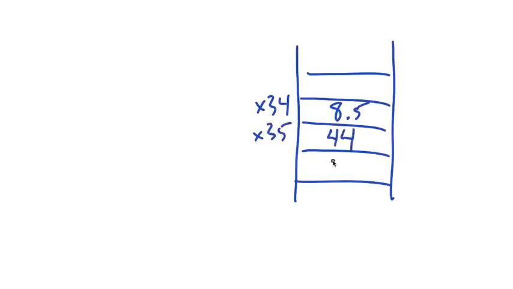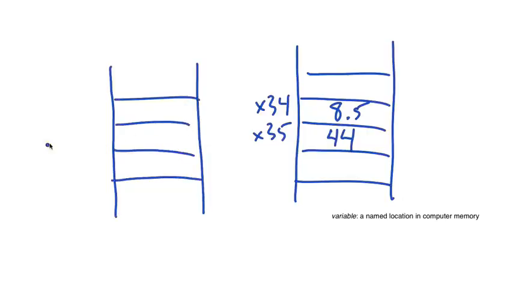As we've said, values are stored in computer memory, so the number 8.5 might be at memory address X34, and the number 44 might be at memory address X35. Programs need a way to keep track of all these values. They do this using something called variables. A variable is a named location in memory. Python keeps track of variables in a separate area of memory from the values.